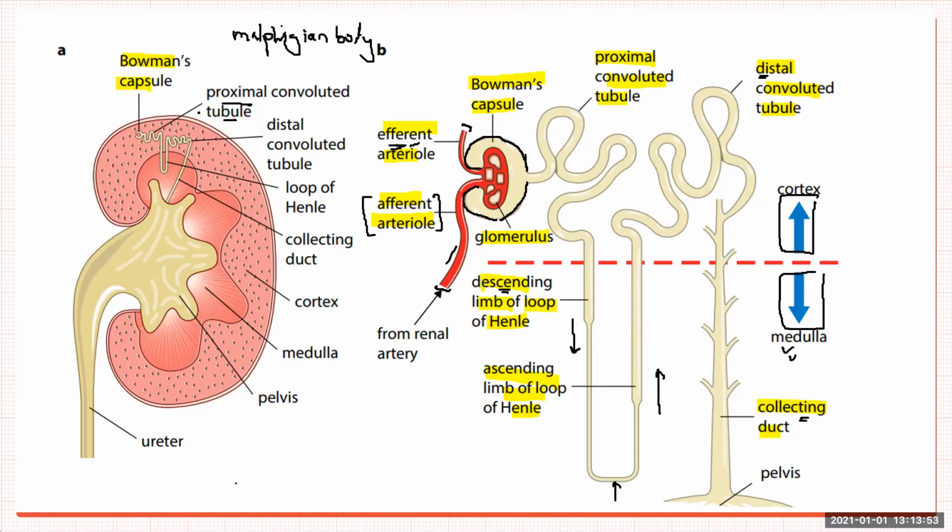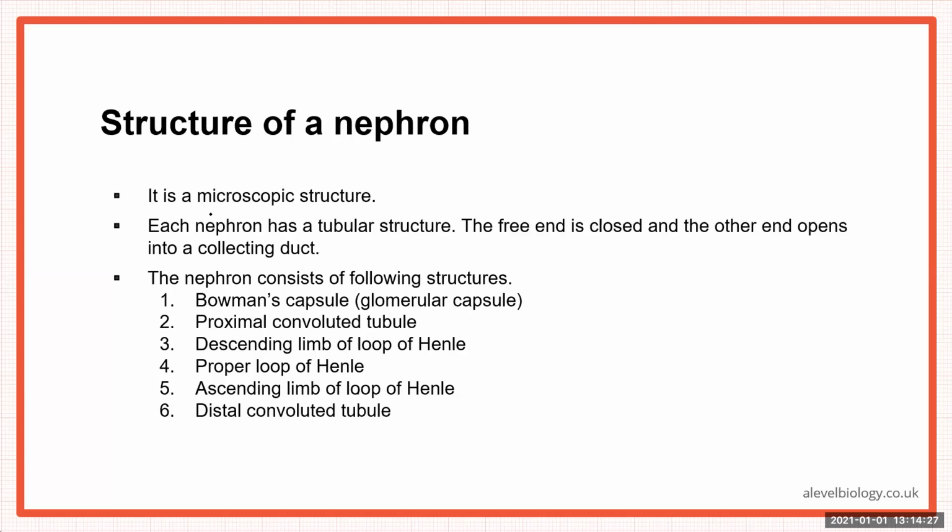Since this part here is a cortex, let me just mark that. Okay, so you can see the Bowman's capsule, the glomerulus, the proximal convoluted tubule, the distal convoluted tubule, right? So these all are there in the cortex. While if you look at the loop of Henle here and the collecting duct here, they are found in the medulla. We've already discussed the structure of the nephron, but just quickly, let's go through these.